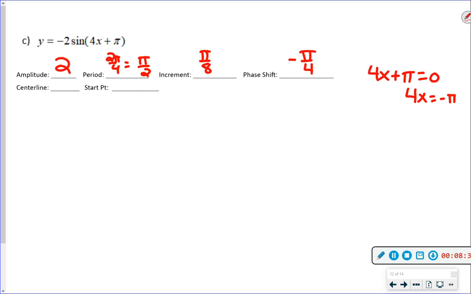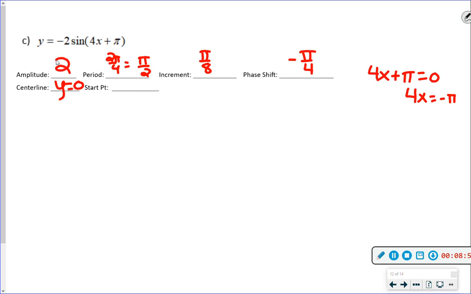Now, no vertical shift. I should close this to save my battery. No vertical shift up and down, so we're still at 0. And we'll do our starting point when we get to it. So the nice thing is we don't have to worry about the up and down. I like that. That's pretty legit. But we do just have to move it over a little bit.